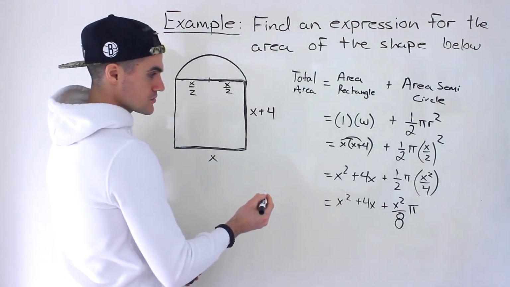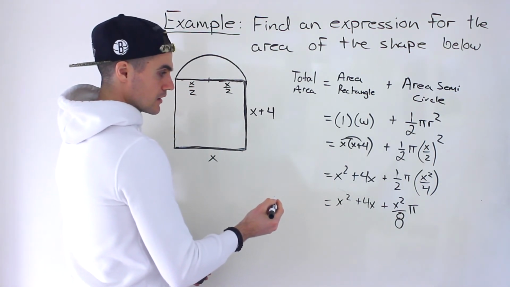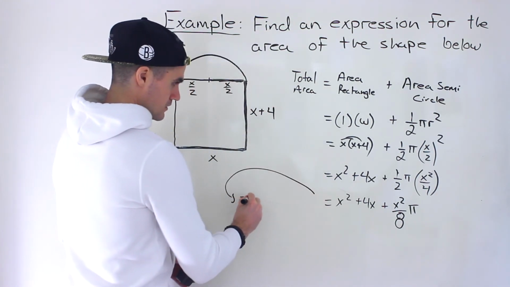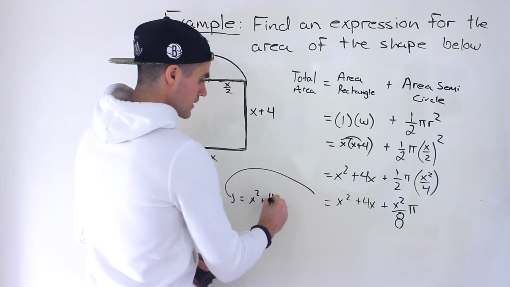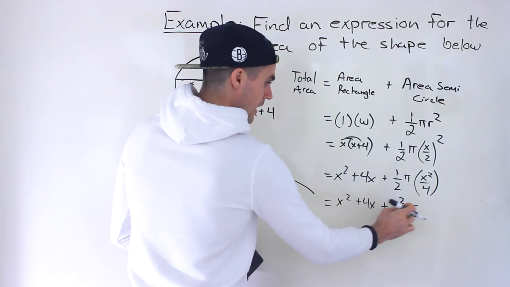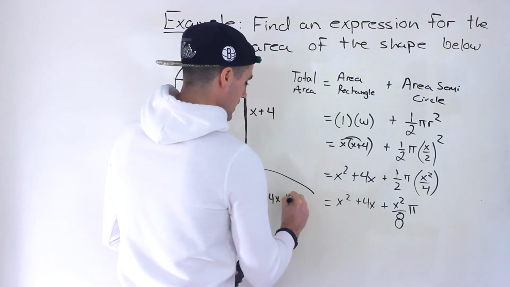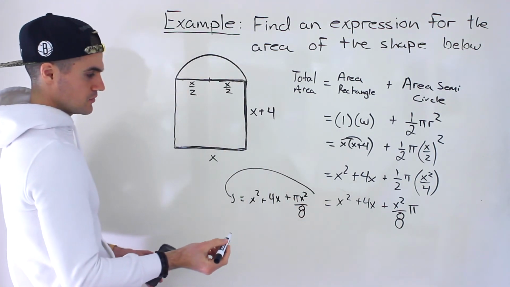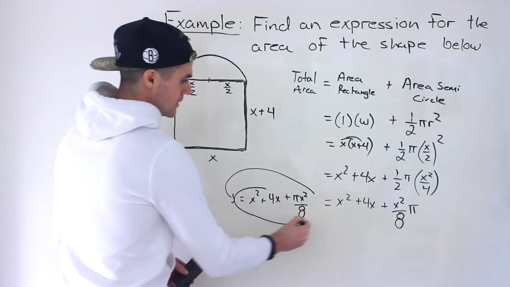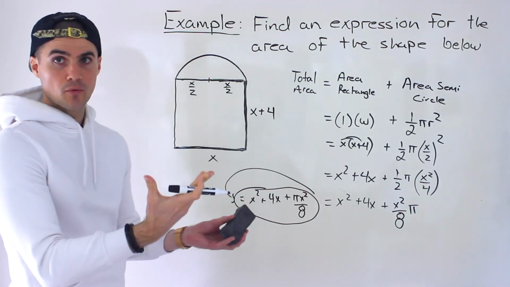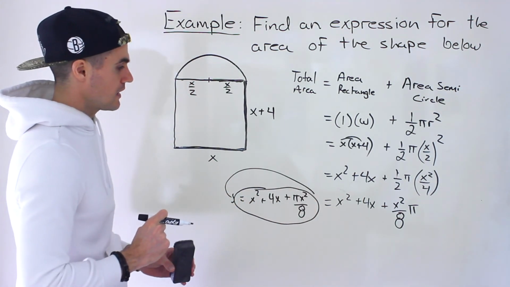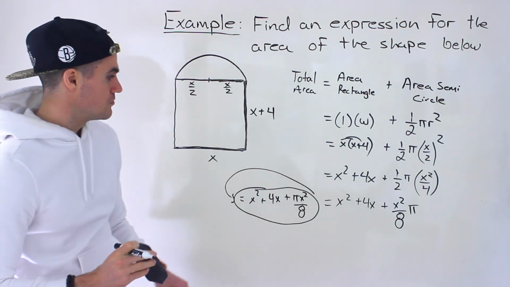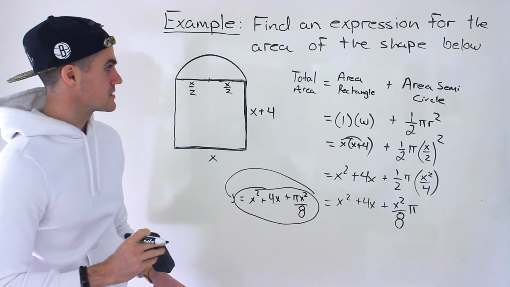Or we can also do, maybe to make it look nicer, we could say x squared plus 4x, and then we can maybe put the pi with the x squared. So we could say pi x squared over 8, for example. Yeah, that's probably the nicest format. You may see with a question like this different formats for the solution in the back of a textbook, but I feel like this here would be the nicest.